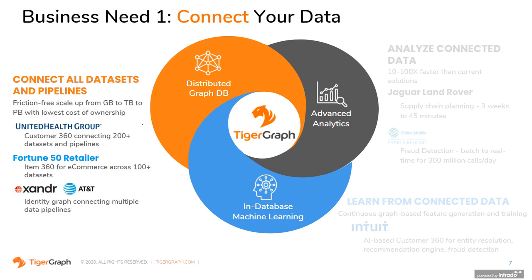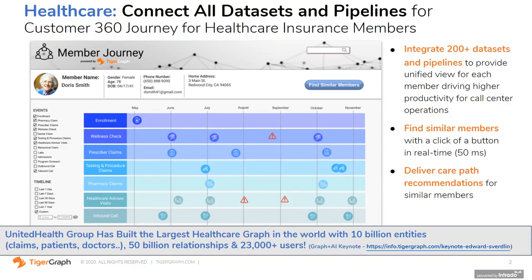So let's start off by talking about business need number 1, connecting your data. Seems very basic. Start off talking about Optum or UnitedHealth. Their goal, of course, is driven by the fact that they have so much data. They're one of the largest healthcare insurers in the United States. They have many data sets, sometimes started in-house, sometimes from companies they acquired. They need to integrate these.